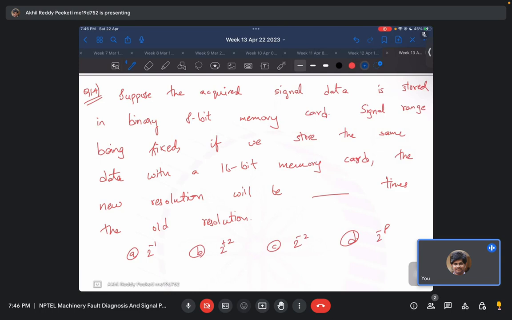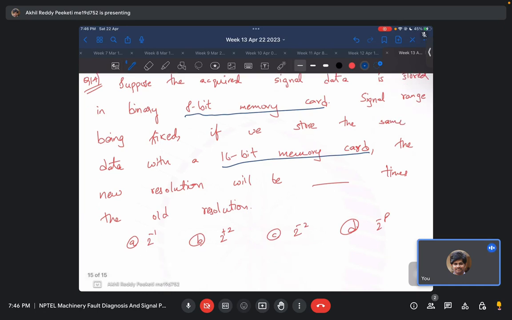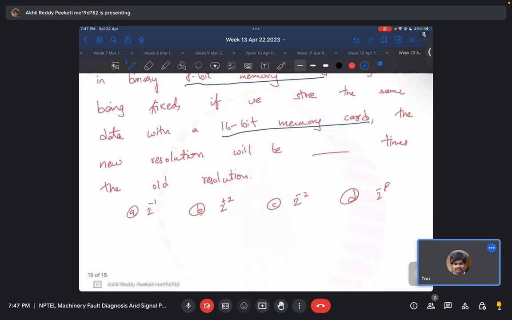So initially you have stored it in an 8-bit memory card. Suppose the signal data is stored in a binary 8-bit memory card with the signal range being fixed same as before. If you store the same data with a 16-bit memory card, the new resolution will be how many times the old resolution. So what is the resolution formula if you have based on the storage and a fixed range?